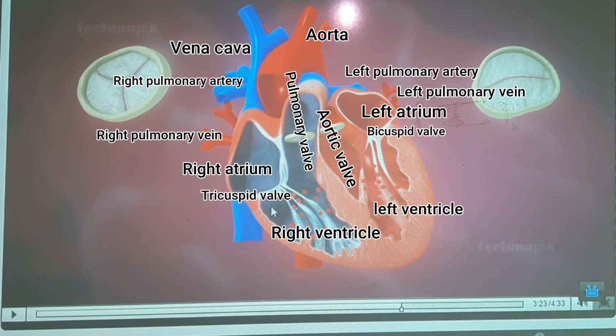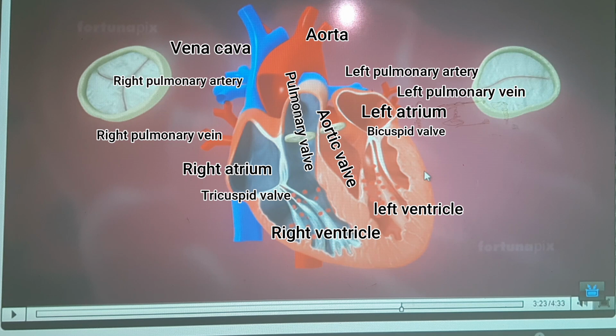flows back to the atria, because I told you once the blood flows to the ventricles from the atria, the tricuspid valve and the bicuspid valve close. So these valves prevent the backward flow of blood from the ventricles to the atria.